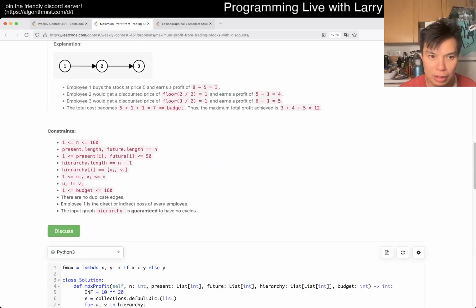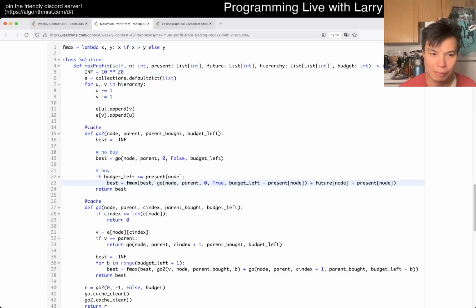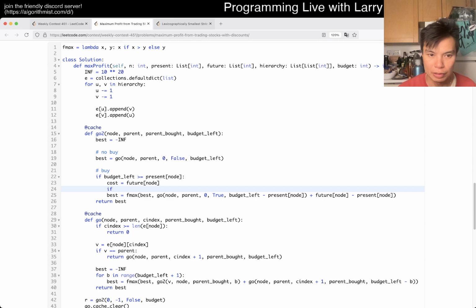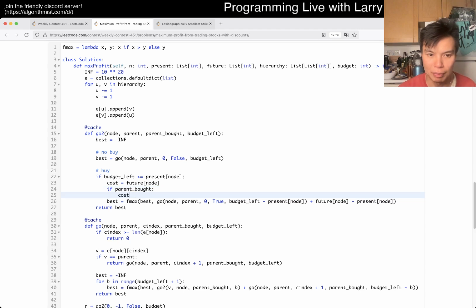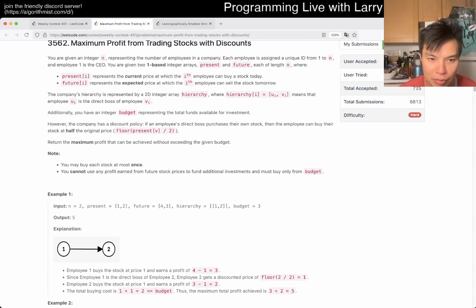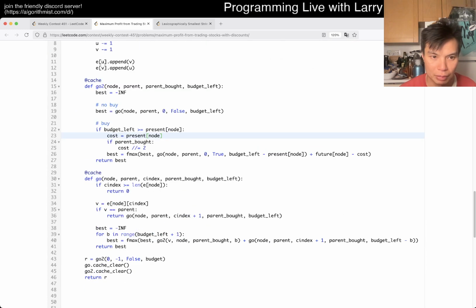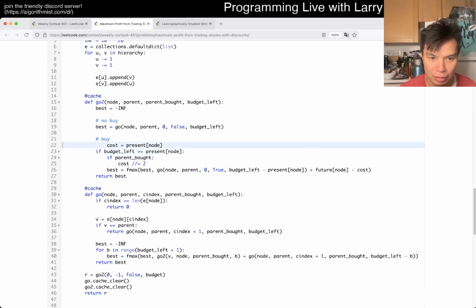So the cost is equal to future node. If parent bought, then cost divided by 2. Is it 4? Okay, 4. So okay, so then now this is just, oh whoops, nope. Also I got the wrong one. That's not future, you want present. Oh, and also now I messed up here too, right? Because now it's cheaper to buy. Okay.